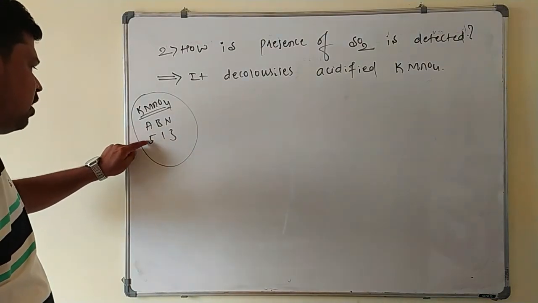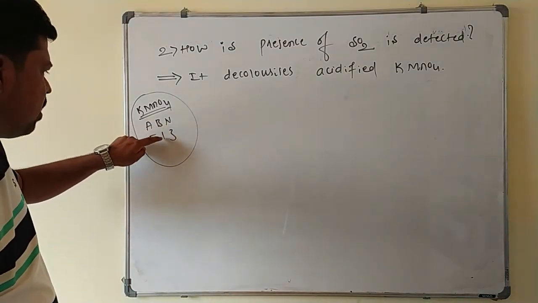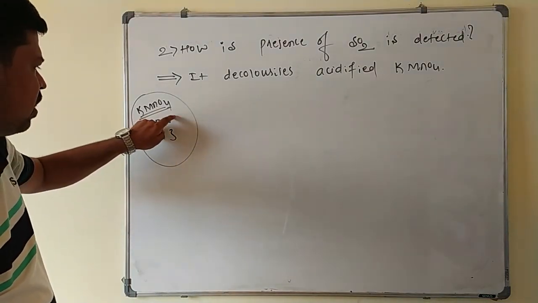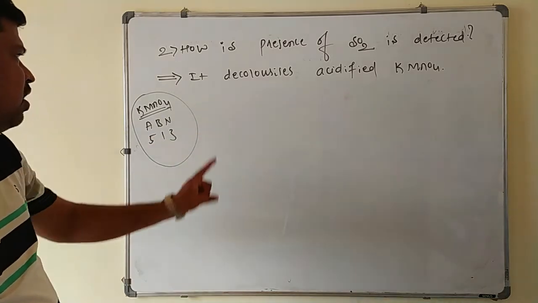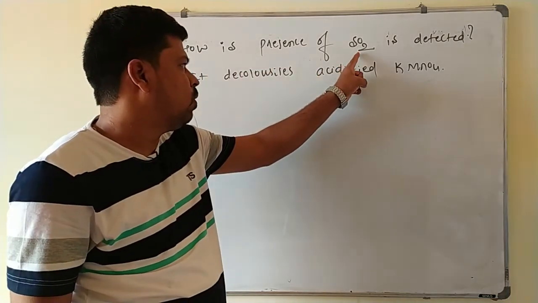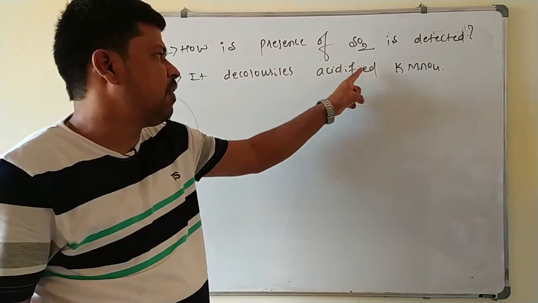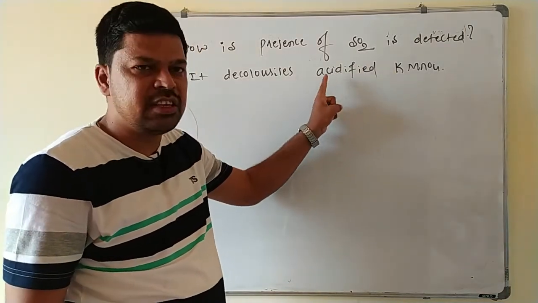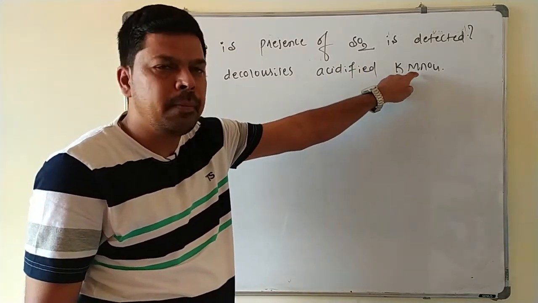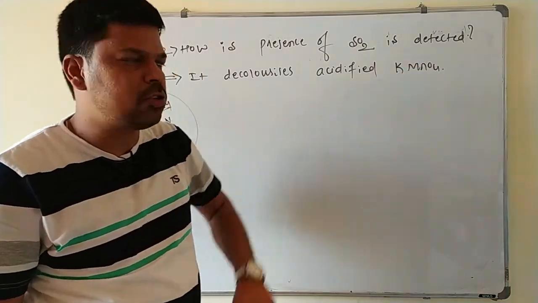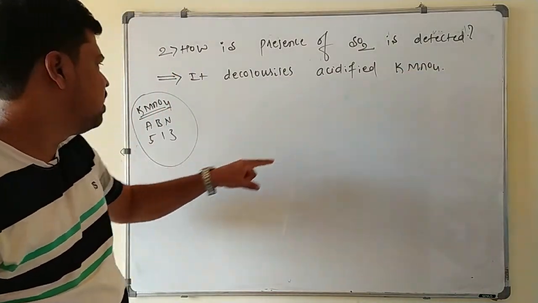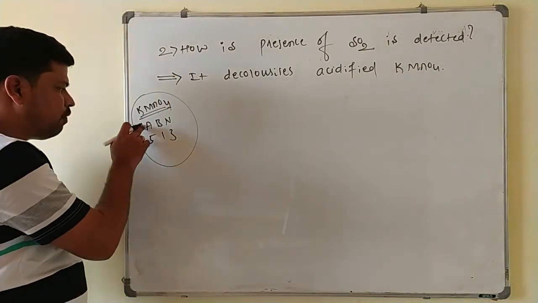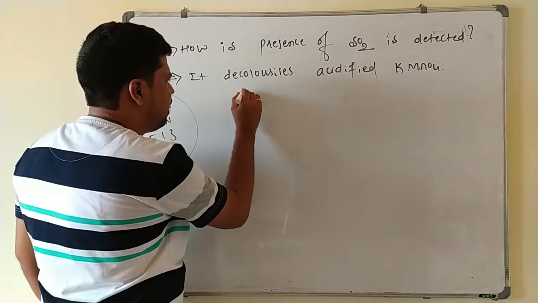In acidic medium it undergoes 5 unit reduction, in the basic medium it undergoes 1 unit reduction, in the neutral medium it undergoes 3 unit reduction. Now see here, SO2 decolorizes acidified KMnO4, which means this decolorization is because of the reduction of the permanganate ion to the Mn+2 ion. So in the acidified medium it will undergo 5 unit reduction here.